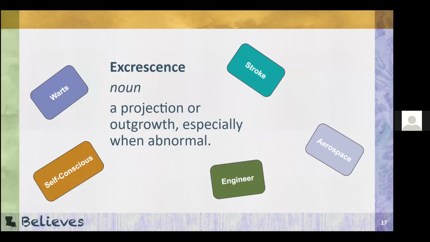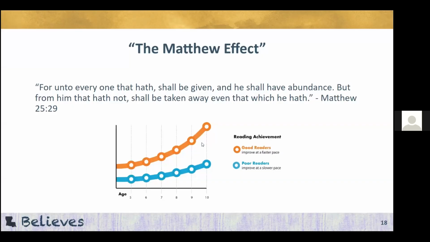You probably knew what the words stroke, engineer, warp meant. You didn't have to stop and think about what self-conscious meant. You're already rich in knowledge and vocabulary, and I guess you know excrescence, so you're a little bit richer. But if you didn't, you fell a little bit further behind, and researchers have sometimes taken to calling this effect the Matthew effect, and I'm going to expound on this a little bit more here.